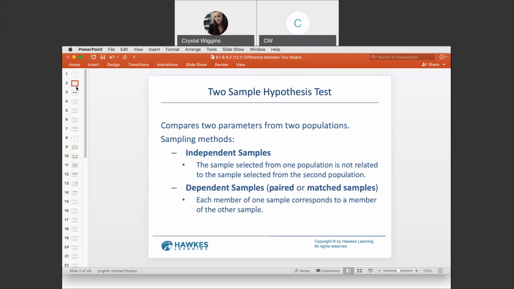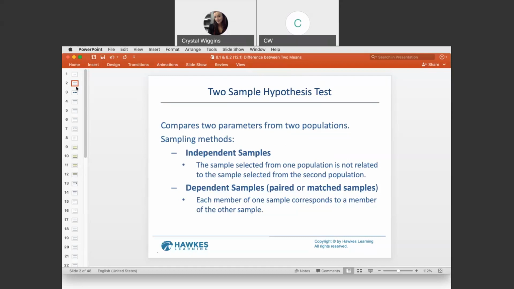You have independent samples. Independent samples are selected from one population, and it's not related to the sample selected from the second population. So if we were to, for example, try to test the sales in two different bars, a sample of days randomly selected from bar number 1 and a sample of days randomly selected from bar number 2, they are completely disjointed or independent samples.